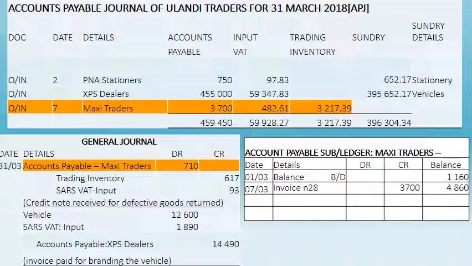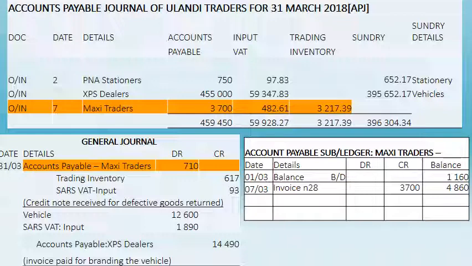And then in the general journal at the end of the month, there was a credit note received for defective goods returned, which was not captured in the allowances journal. We therefore have to record this credit note in the accounts payable for Maxi Traders. This is a credit note. It must be debited in his account.